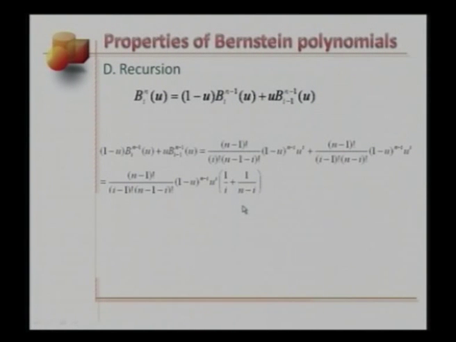A little bit of algebra. This term here will be n over i times (n minus i). This n minus i term gets absorbed over here to get (n minus i) factorial. This i gets absorbed over here to get i factorial. And n times (n minus 1) factorial is n factorial. And we have this term right here, (1 minus u) raised to n minus i times u^i. And this is the ith Bernstein polynomial of degree n, which is the left hand side.